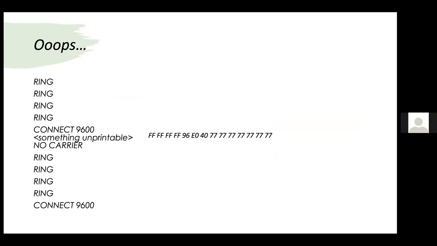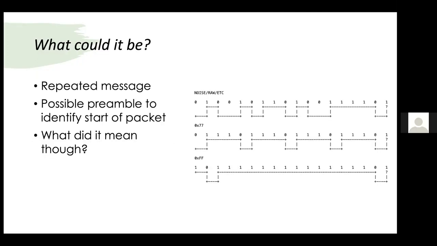When you decode it, all of a sudden you see the ASCII is actually ring, ring, ring, connect, no carrier, ring, ring, ring. This is the modem telling us what it's receiving, not actually the ATM, except for the FFF96E0, but we weren't sure what that was because it's unprintable.